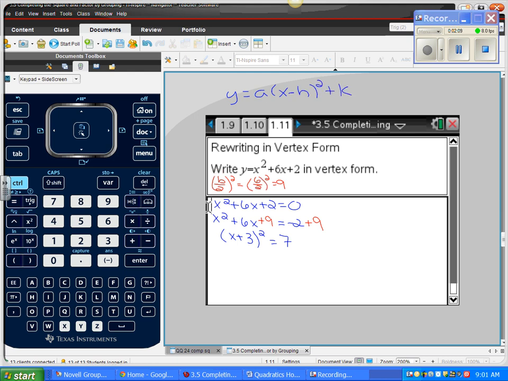Now, here's vertex form. I'm pretty close, aren't I? Really only have one more thing I need to do. And that's to move that 7 over. Okay? So, x plus 3 quantity squared minus 7. Does that look like vertex form? All I need is a y equals. And there you have it in vertex form.